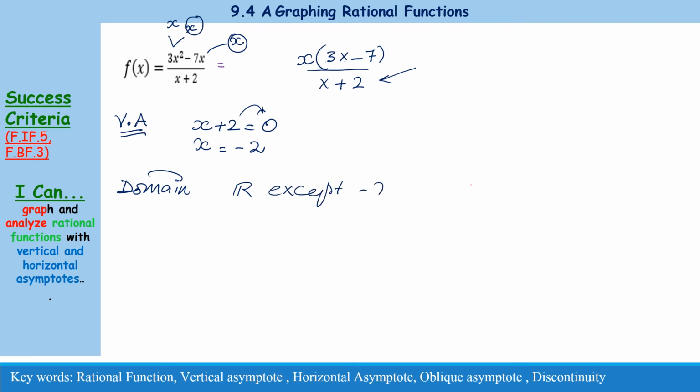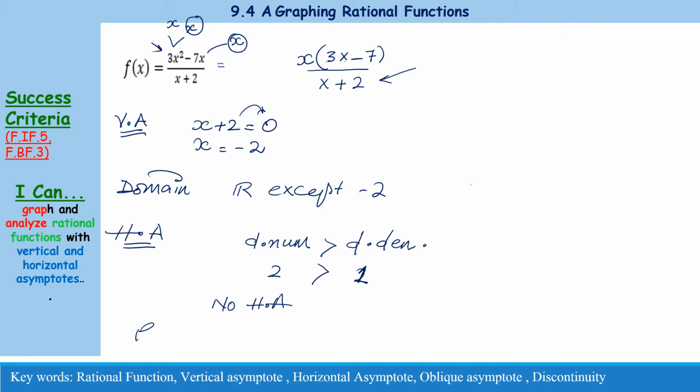After doing this, we have to focus on the horizontal asymptote. For that, we have to analyze the degree of the numerator and the degree of the denominator. Again, the degree of the numerator is 2 and the degree of the denominator is 1. So the numerator is bigger than the denominator. Again, you will say no horizontal asymptote. So what is your range? For such cases, the range is all real numbers.